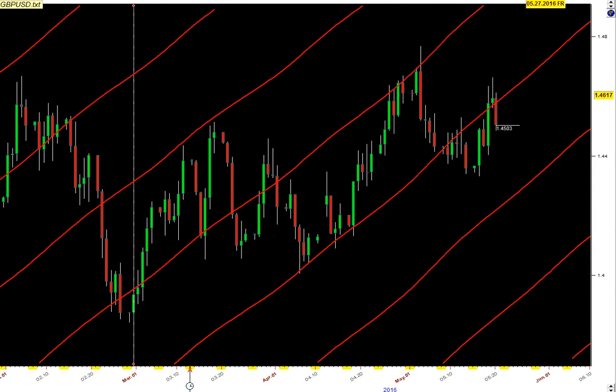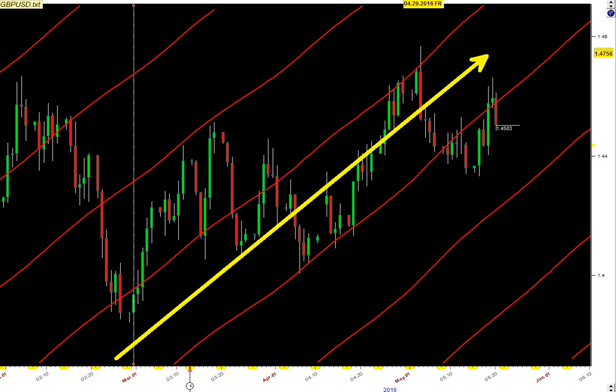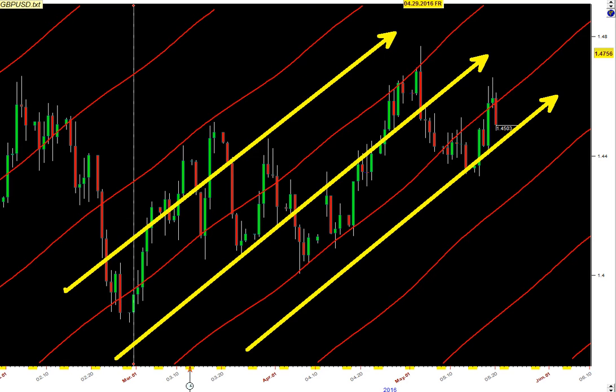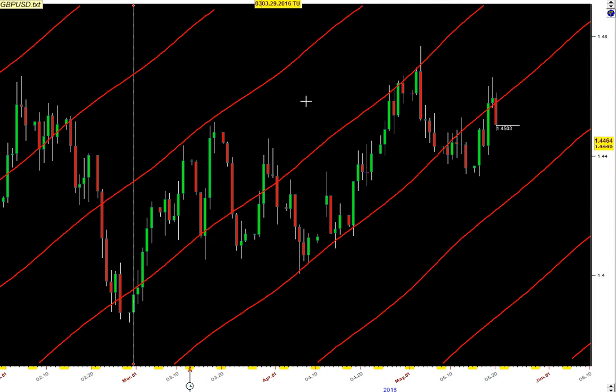Now I'll take the mirror off. Tunnel through the air. Doesn't that look like a tunnel? Tunnel through the air. So that's one example of using planetary lines.